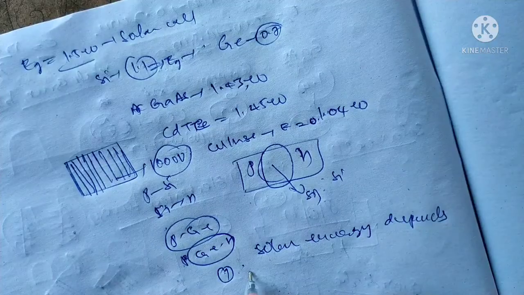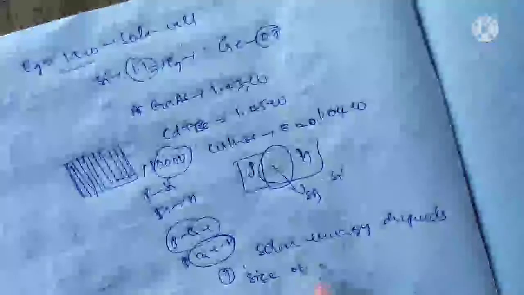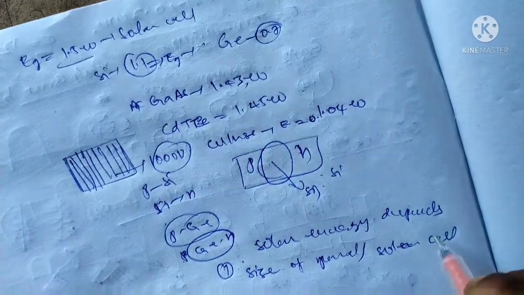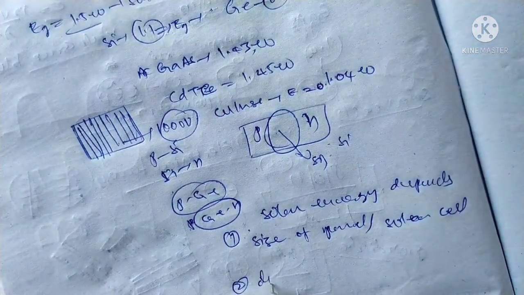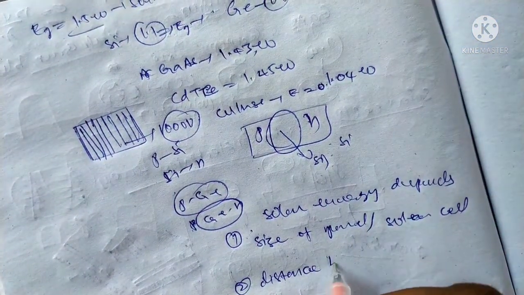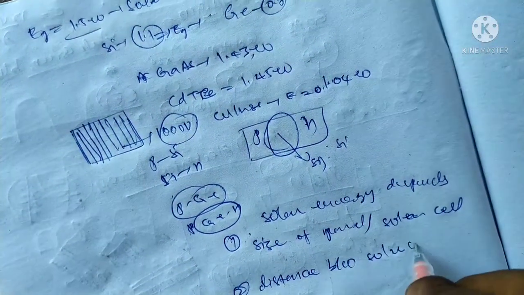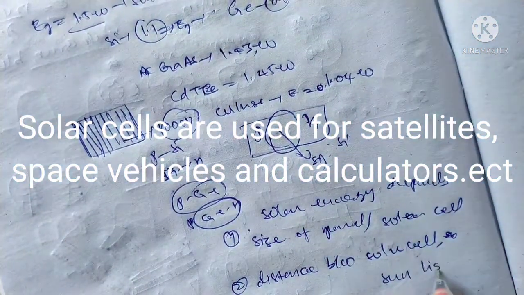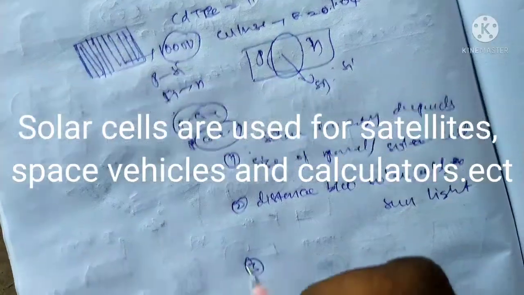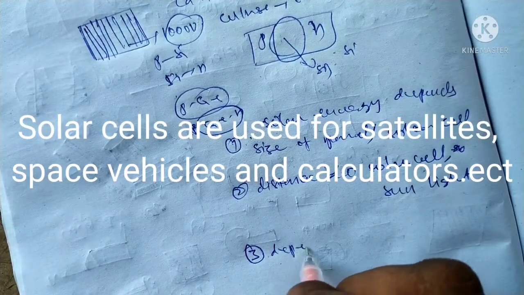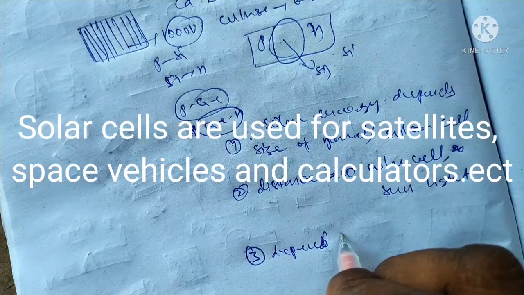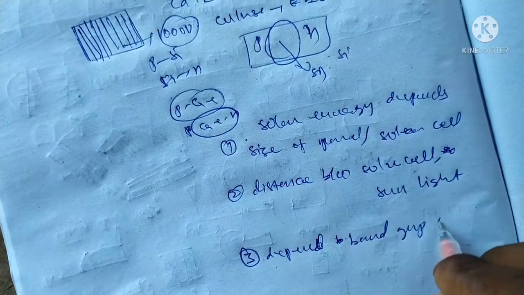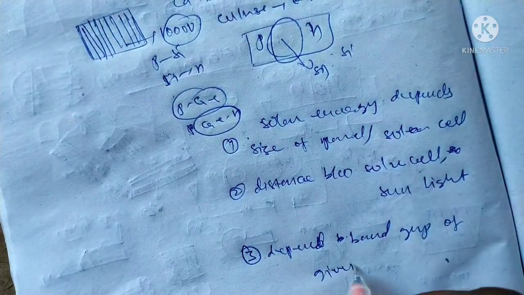One is the size of the panel or solar cell. Second is the distance between the solar cell and sunlight. Third is the material band gap or energy gap of the given material.